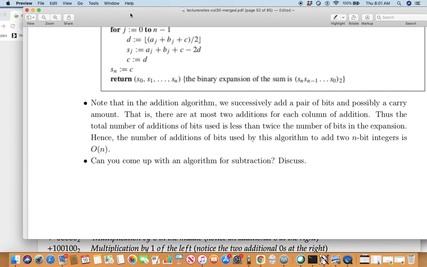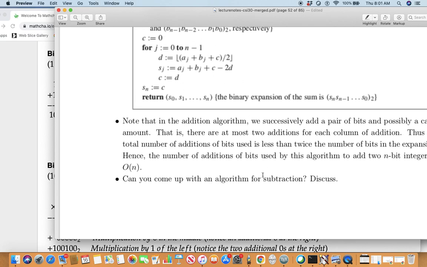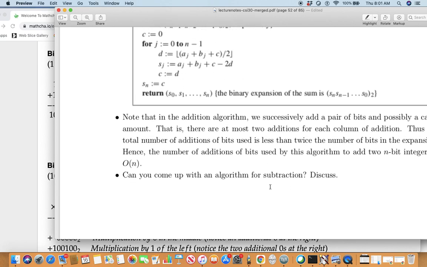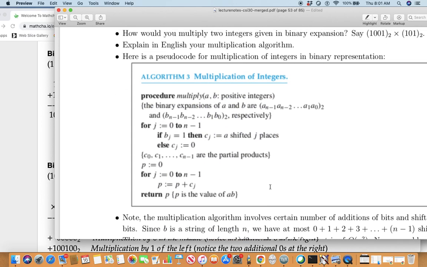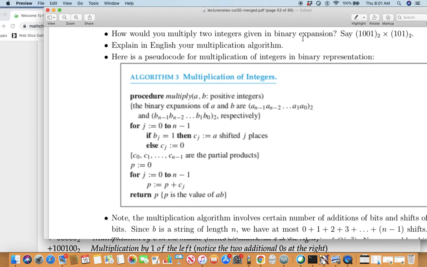Okay, so you might want to come up with an algorithm for subtraction in the same fashion. Subtraction, think about it and discuss. All right, now how do you multiply two integers given in binary expansion? So let's go through this.